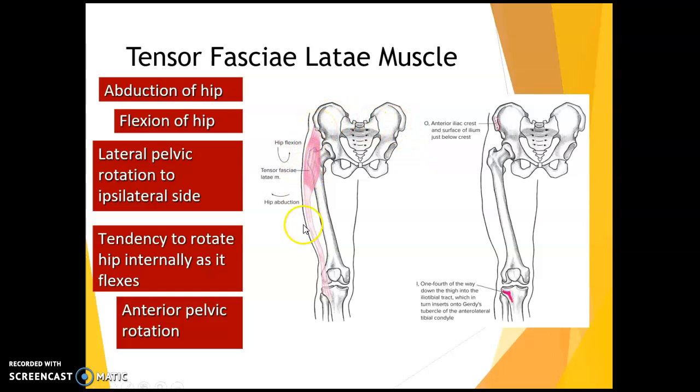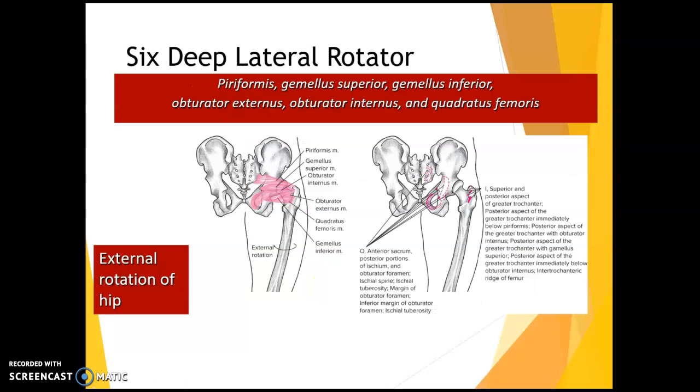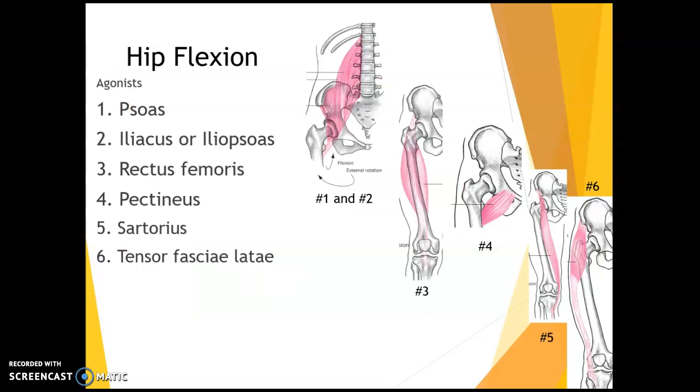Now we go ahead and go to an anterior view, TFL, tensor fasciae latae. We talked about him a little bit earlier. It comes down across the knee joint, it's a two joint muscle. And then piriformis, gemellus superior, gemellus inferior, etc. These are your deep six that we want to focus on first before we load somebody up with heavy squats.